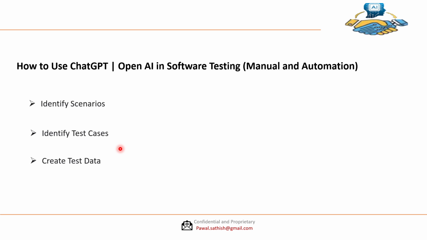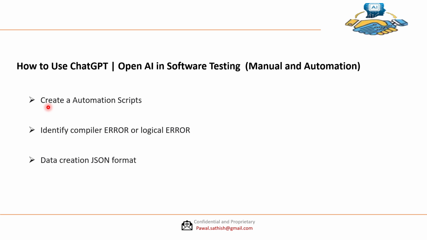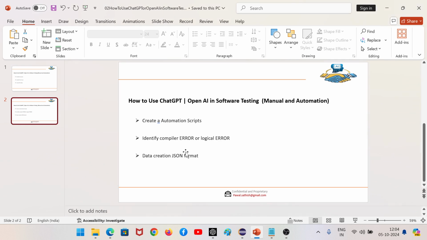We'll also see how we can use ChatGPT while creating automation scripts, and also how ChatGPT will identify compiler errors or logical errors. We'll also see how we can create test data for automation in JSON format. So now what I will do, I'm going to open up ChatGPT.